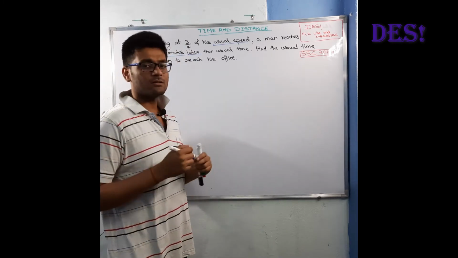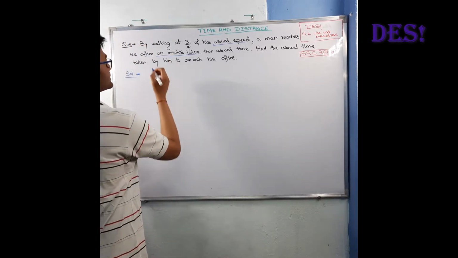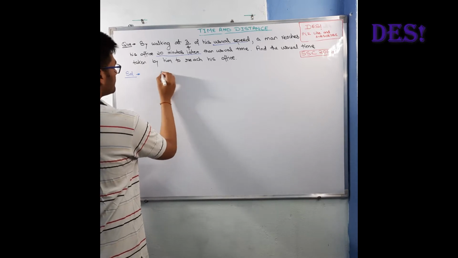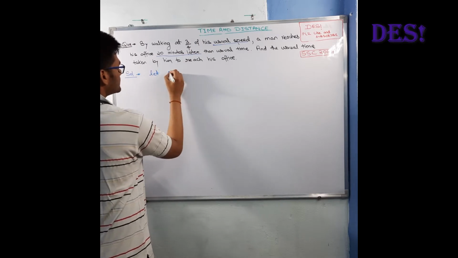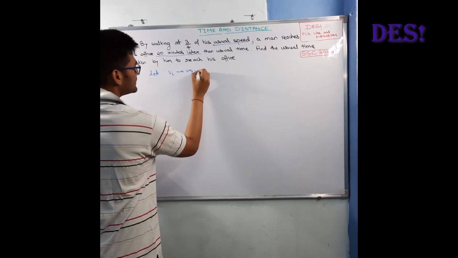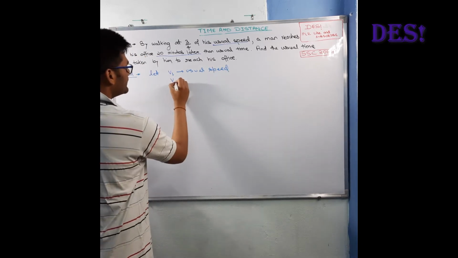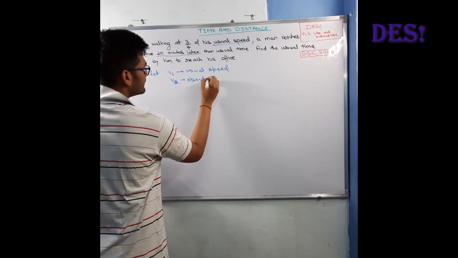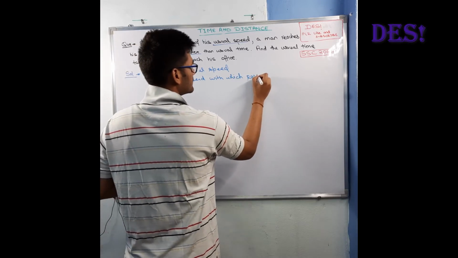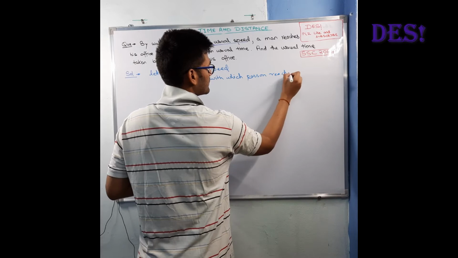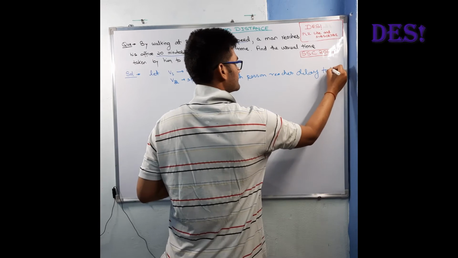This is the question from where you can fetch your marks. So what does the question say? It says if a person travels at 3 by 4 of his usual speed, so let's suppose V1 is the usual speed and V2 is the speed with which the person reaches his office with delay.